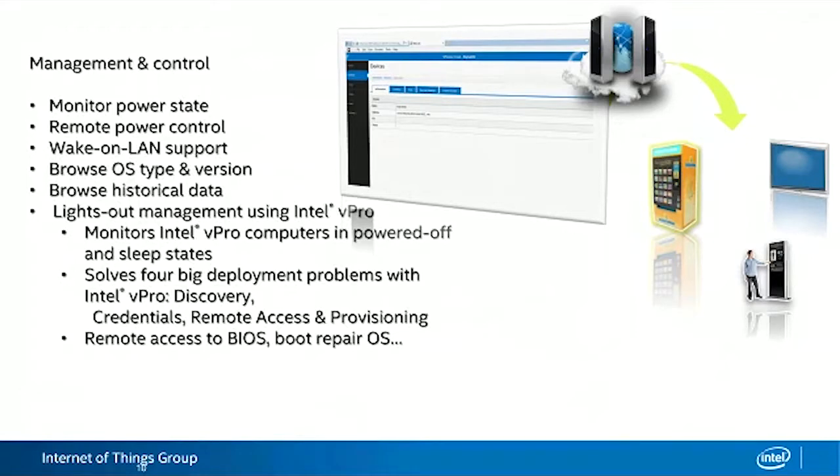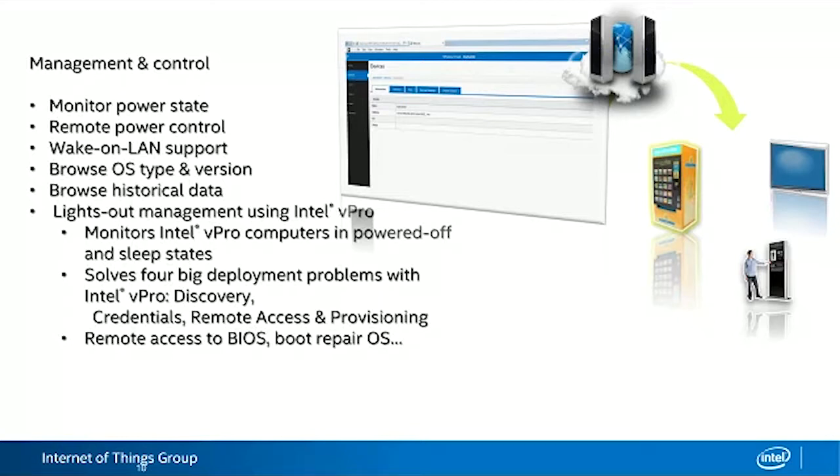Browsing the historical data: since all the events are logged in an event monitor log, the event monitor log is accessible even out of band. Using this information, one can derive the amount of time the device was asleep and the amount of time the device was active.